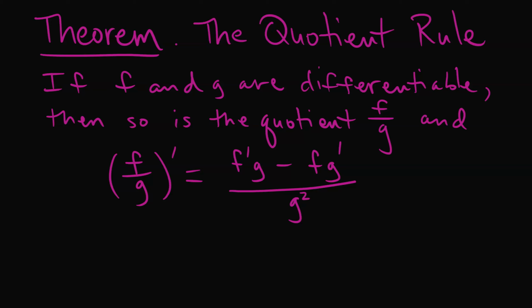Now that we have the product rule, let's state the quotient rule. It says that if f and g are differentiable, then so is their quotient, f divided by g.